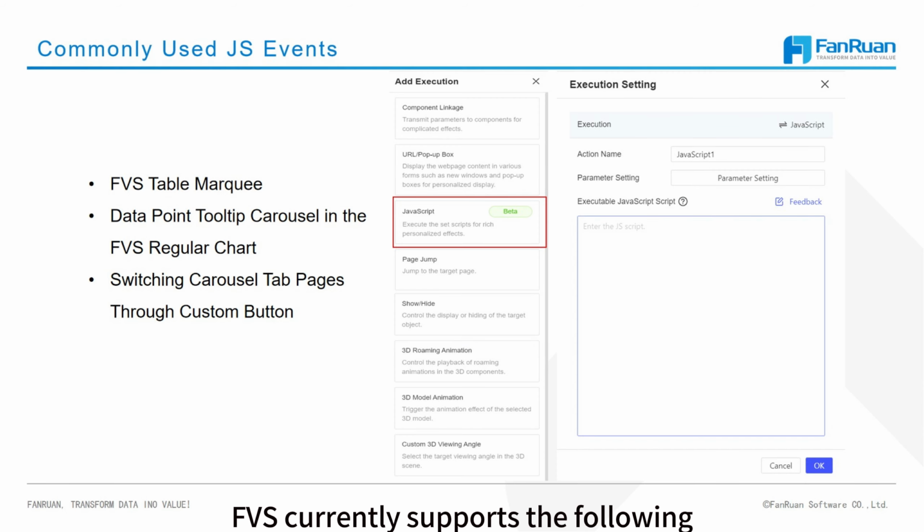Then we introduce the third section, JavaScript event. FVS currently supports the following three typical JavaScript events: FVS table marquee, data point tooltip carousel in the FVS regular chart, switching carousel tab pages through custom button. Next we focus on three application scenarios.